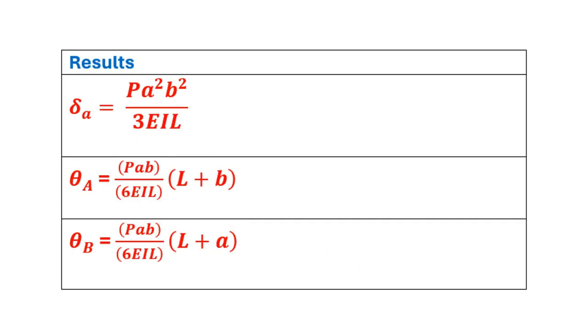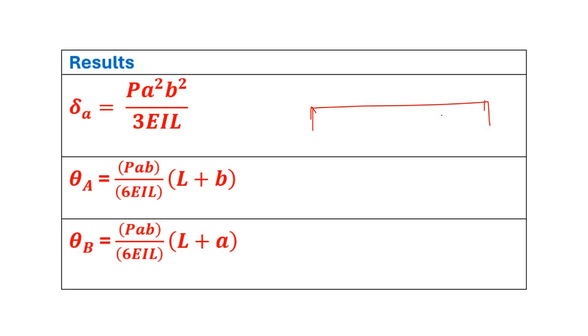Now summing up the results, these are the results which we have derived. So this is how we derive the expression for deflection under the point load applied at any distance A from the left support. So once you get this, the next thing is what will happen if you want to have deflection at the middle. For example, let me draw the diagram.